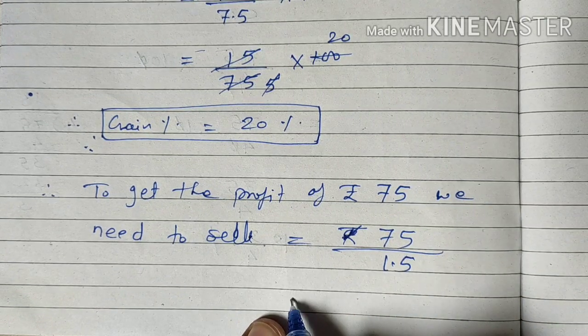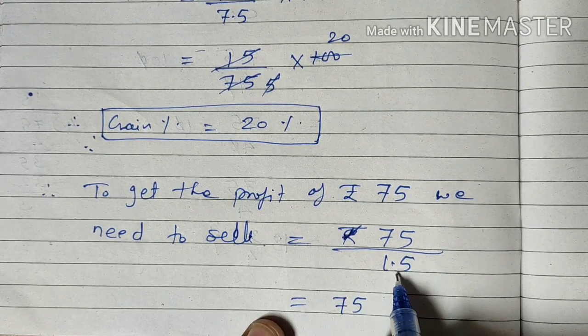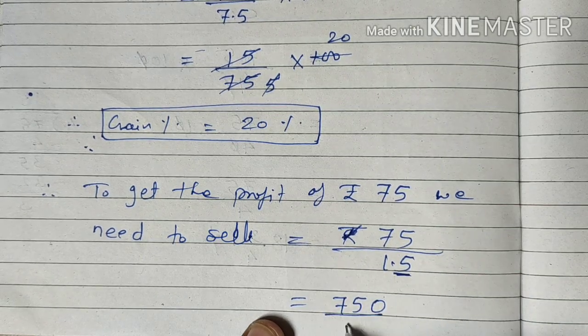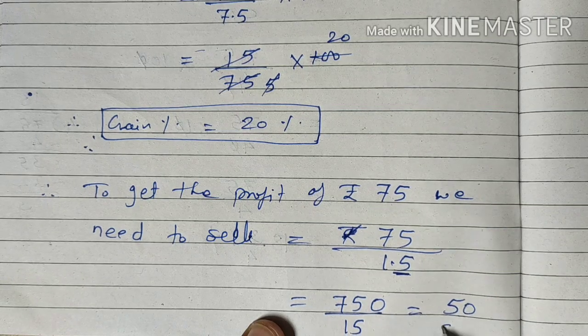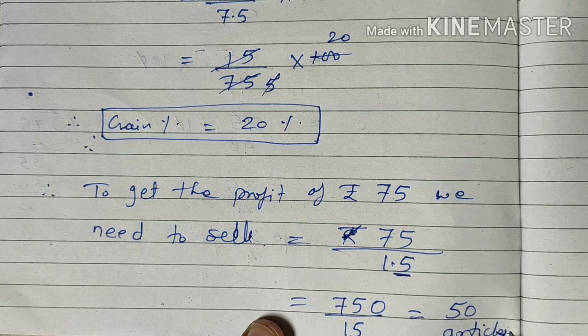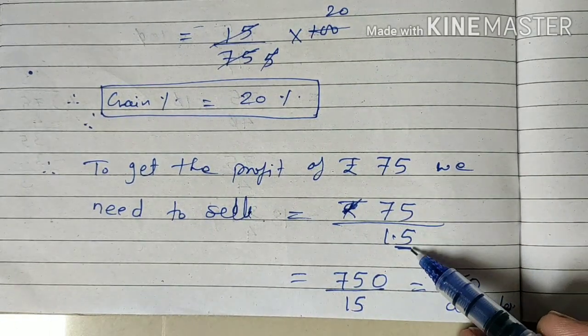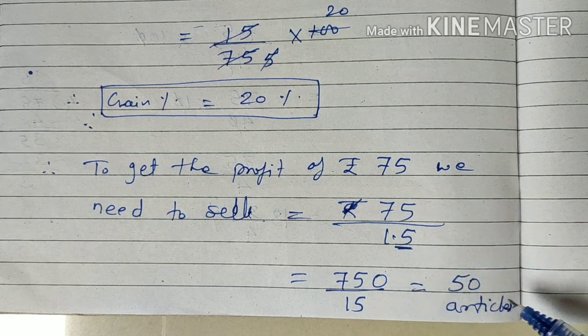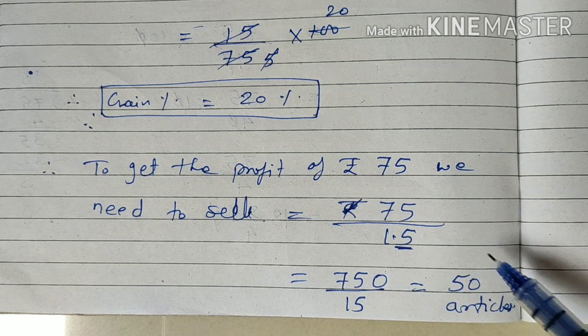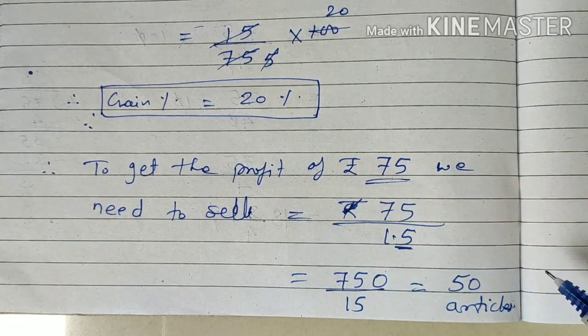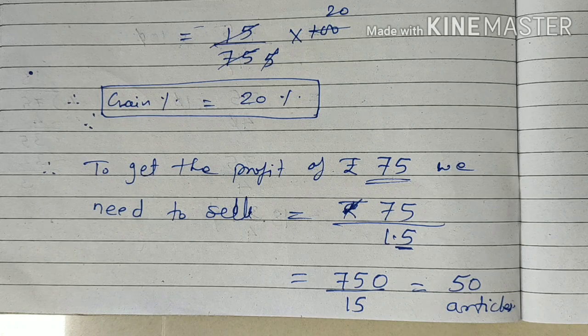Let us remove the decimal first. 75. If we want to remove the decimal, we take 10 here. 15. So 15 ones are 15. 15 fives are 75. That means 50 articles he has to sell. Is that clear? Total profit divided by profit of one article. The division of these two gives us 50 answer. That means to get a profit of rupees 75, he need to sell 50 articles. Is that understood, everyone? Okay. Then next question.